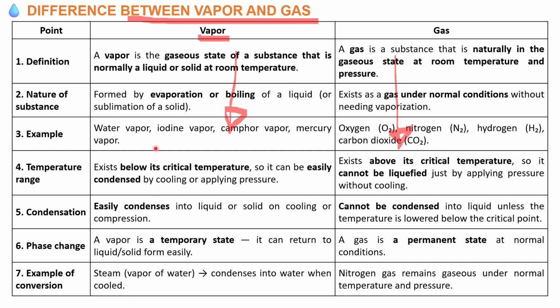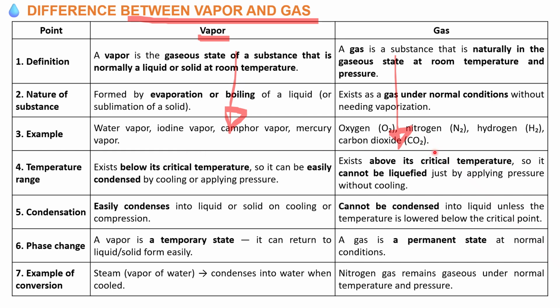In case of vapor, the liquid converts into vapor at a temperature higher than the boiling point temperature at a given pressure. But in case of gas, the liquid converts into vapor at a temperature higher than its critical point temperature at a given pressure. An example is steam, that is water vapor, which will condense and form water.